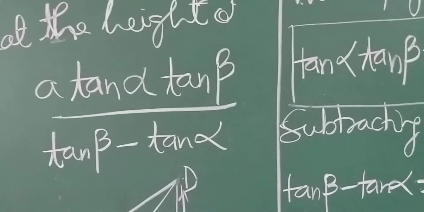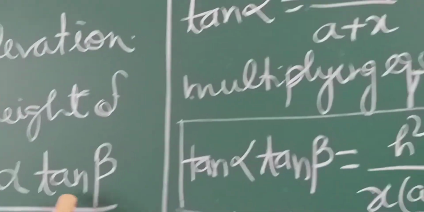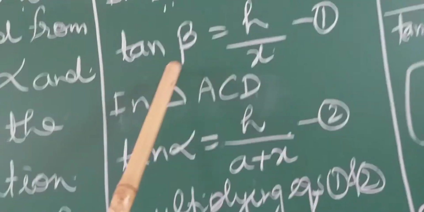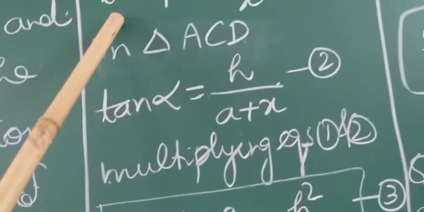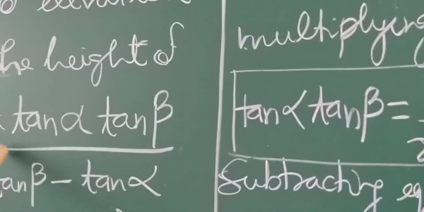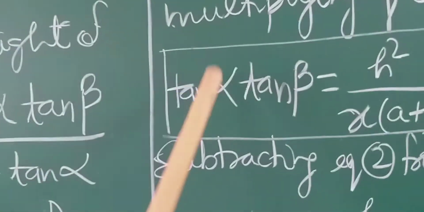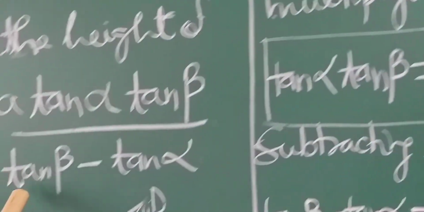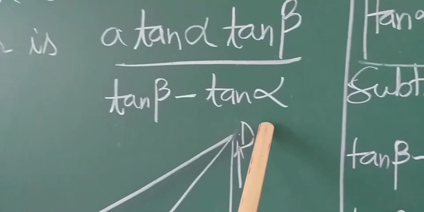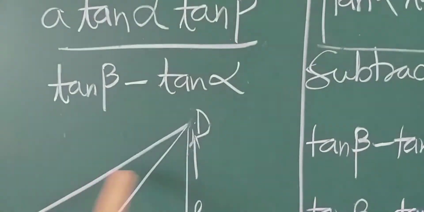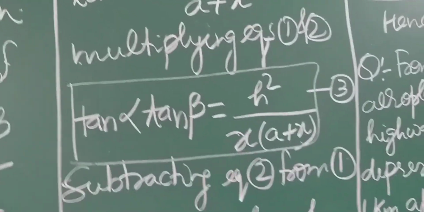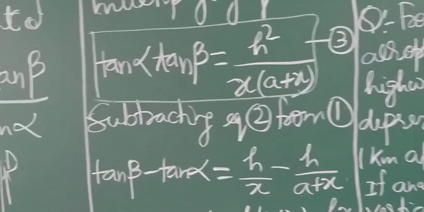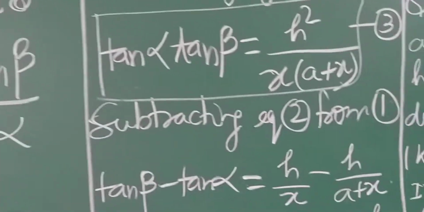Okay, I have taken tan alpha here because we need tan alpha. I have taken tan beta because we need tan beta. After then I have multiplied equation 1 and 2 because we need the product. After then I subtracted equation 2 from equation 1 because we need tan beta minus tan alpha. So according to the required things we have to do the calculation, student. Okay, then you can get your answer easily.